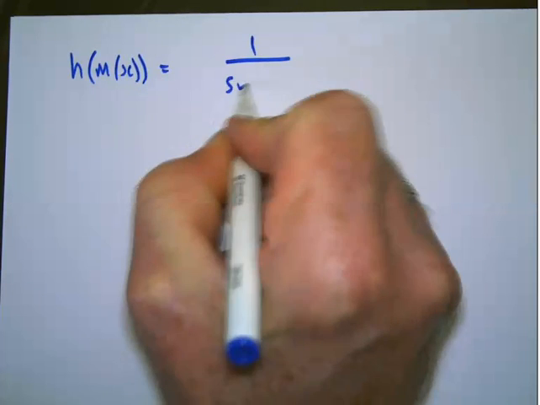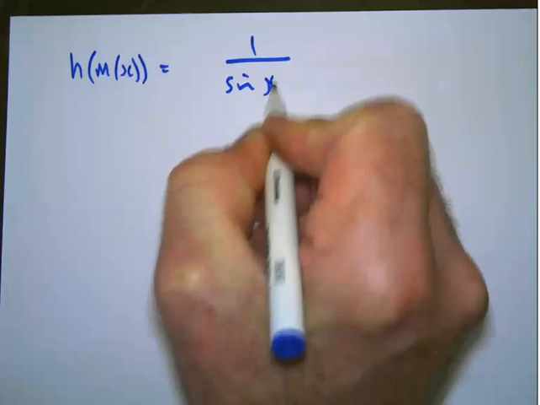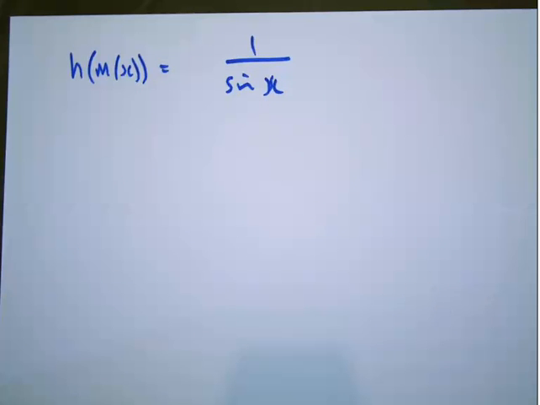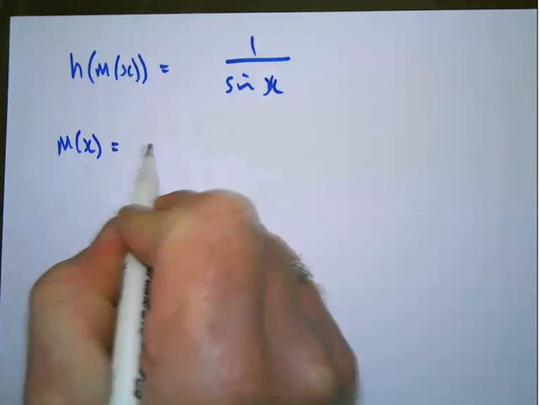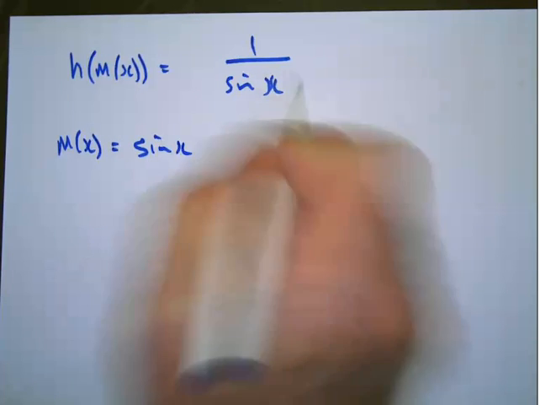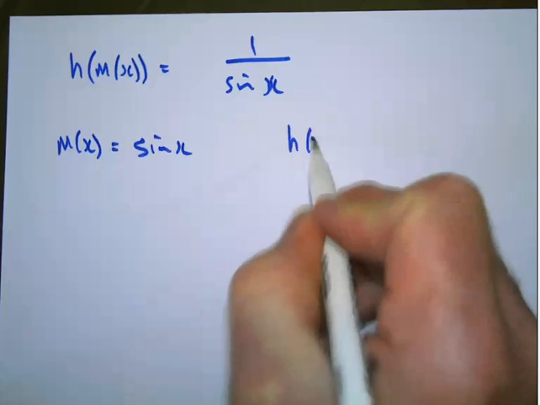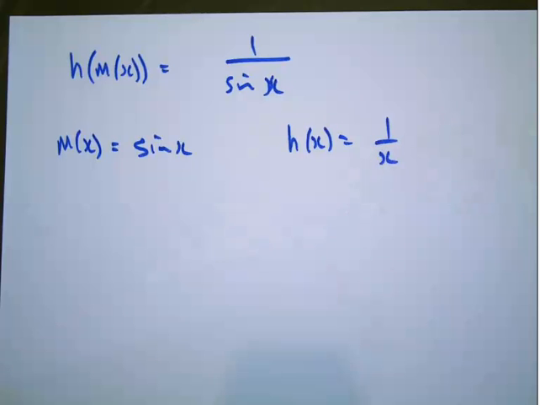A second example of how we can alter the function so that the composite exists. Let's take h of m of x, which equals 1 on the sine of x. So I've got m of x, which equals sine of x, that's my inside function, and I've got h of x, which equals 1 on x. So there's my composite function.